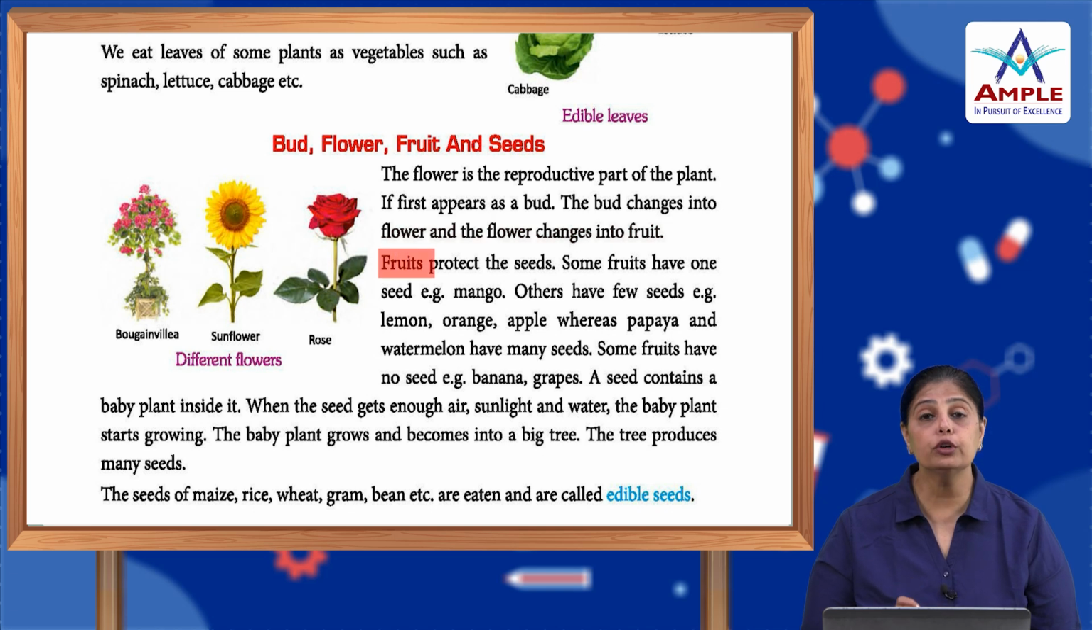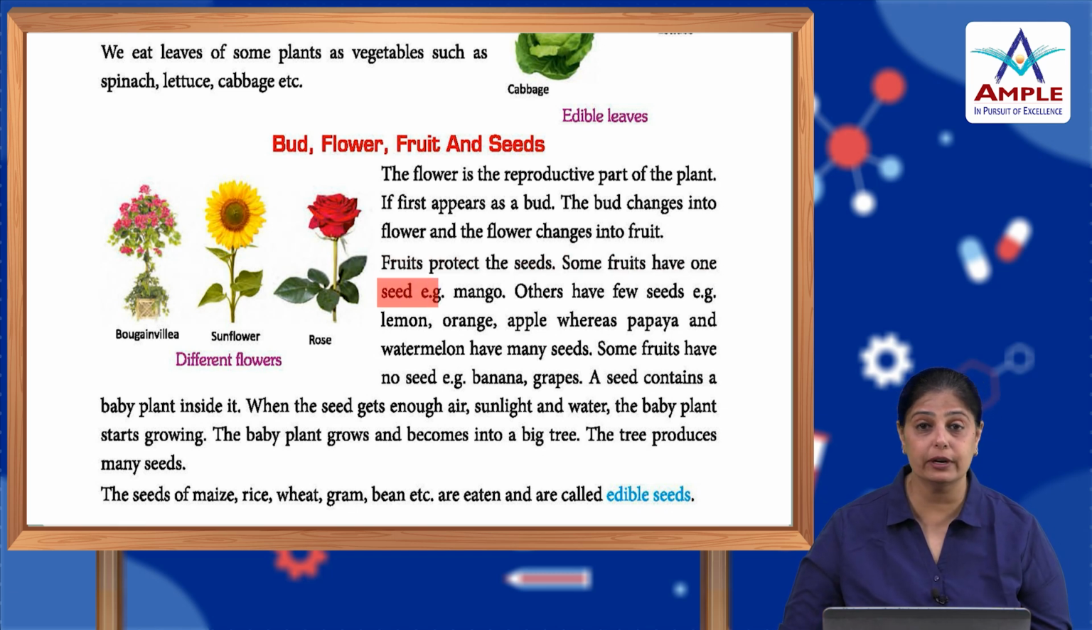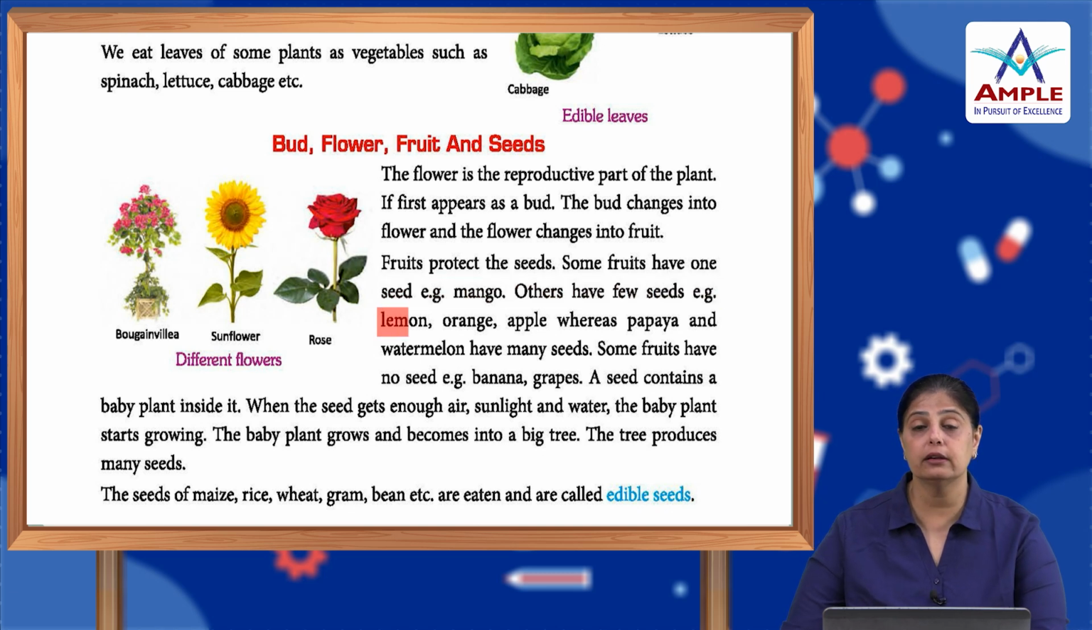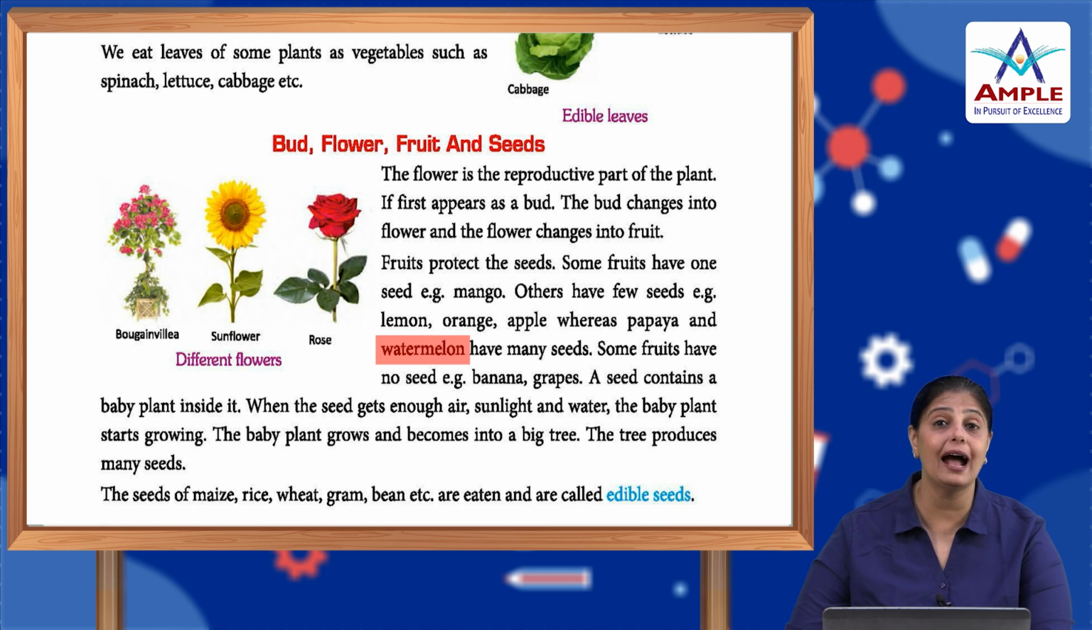Okay. So, this is the final product that we get, which is the fruit. Now, fruit protects the seed. The seeds of this plant are inside the fruit. Some fruits have one seed, for example, the mango. Others have few seeds, like lemon, orange, apple, whereas papaya and watermelon have many seeds. Some fruits have no seeds at all. Example, banana, grapes. There are certain types of grapes which are seedless. Bananas do not have seeds in them.